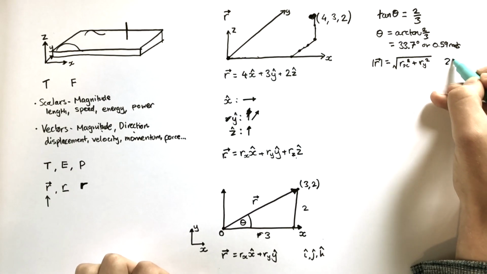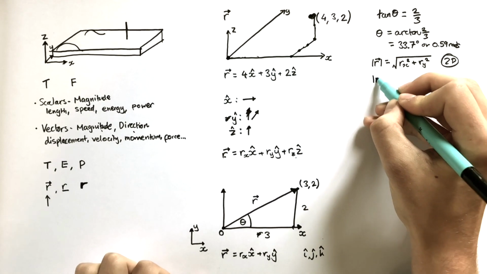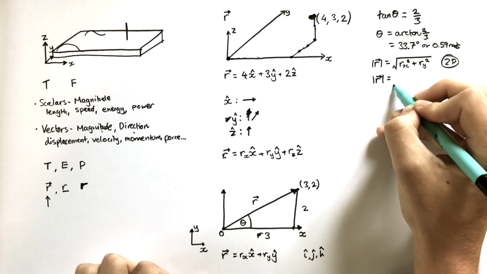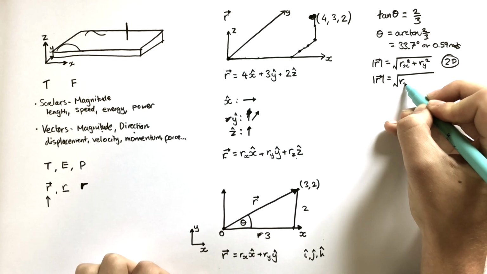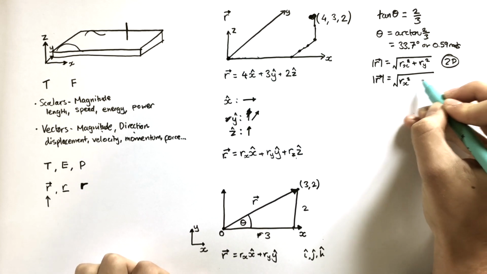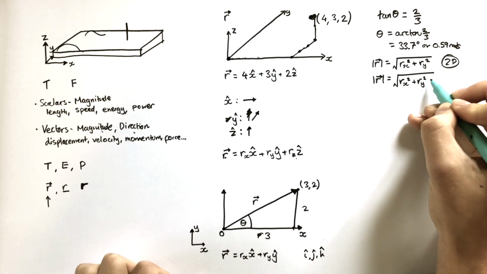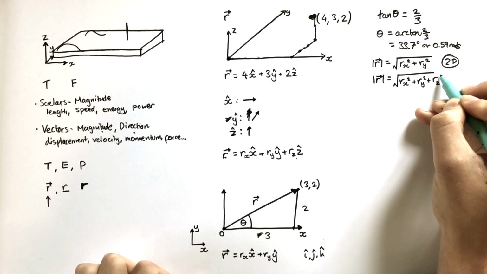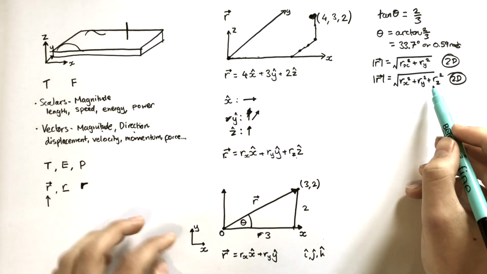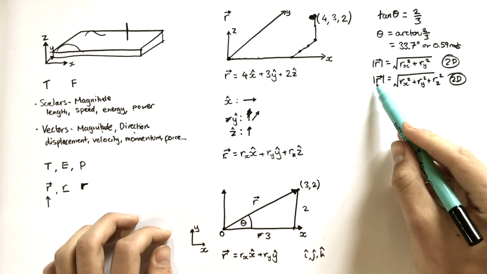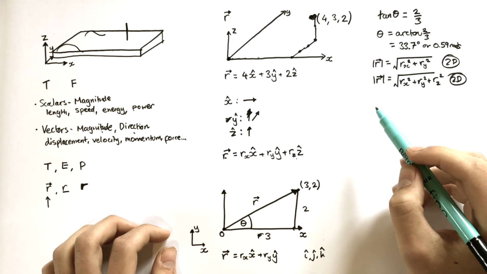Now, this is of course the 2D case. In 3D, it's actually very simple. It's not much harder at all. We just do the x component squared plus the y component squared plus the z component squared. So all we have to do is just add on the z component, and then that gives us the magnitude.